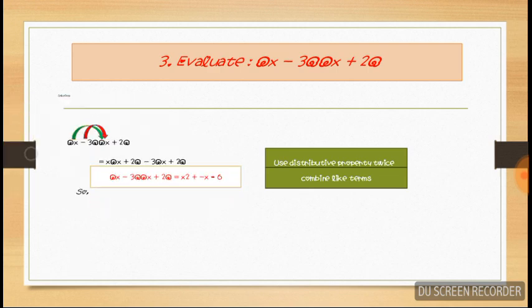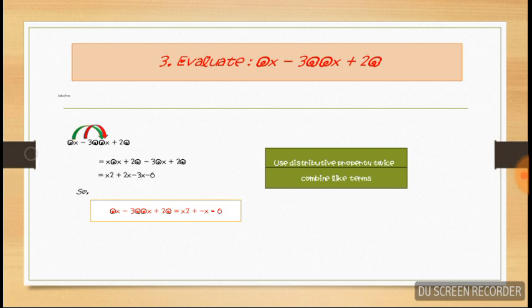So the quantity (x - 3) times the quantity (x + 2) is equal to x squared minus x minus 6. So this will be our final answer.